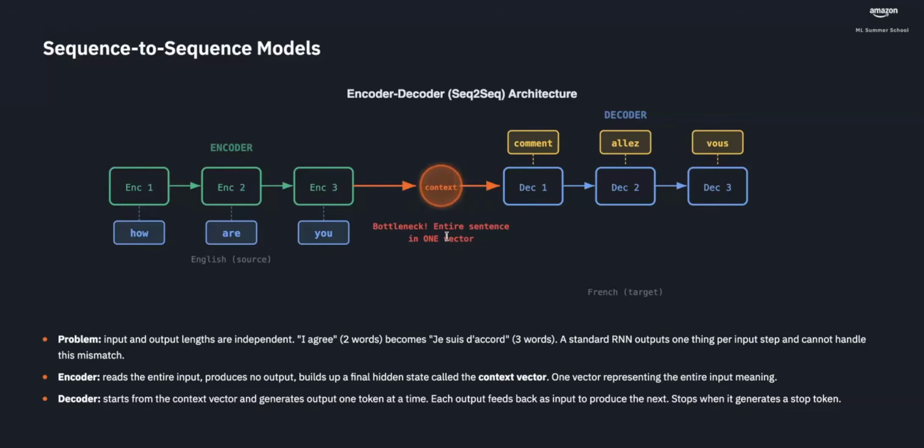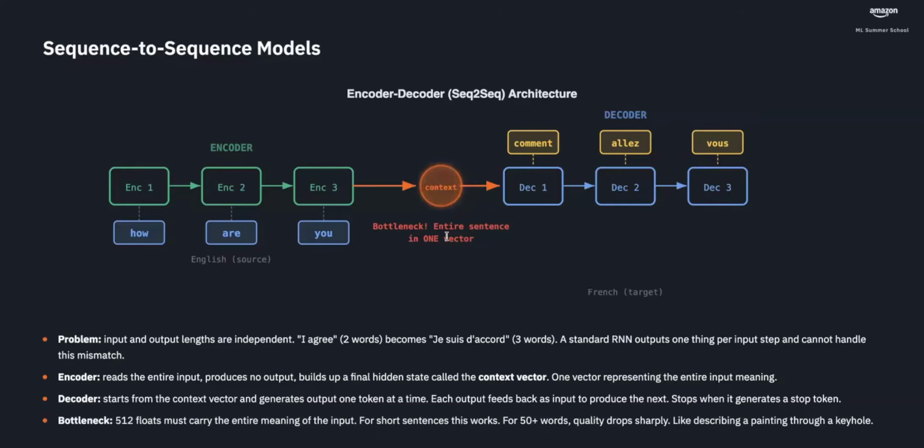This is the architecture that powered Google Translate before 2017. It was behind early chatbots, document summarization, code generation, question answering, any task where the length of what goes in has nothing to do with the length of what comes out. This was the core architecture that was there.